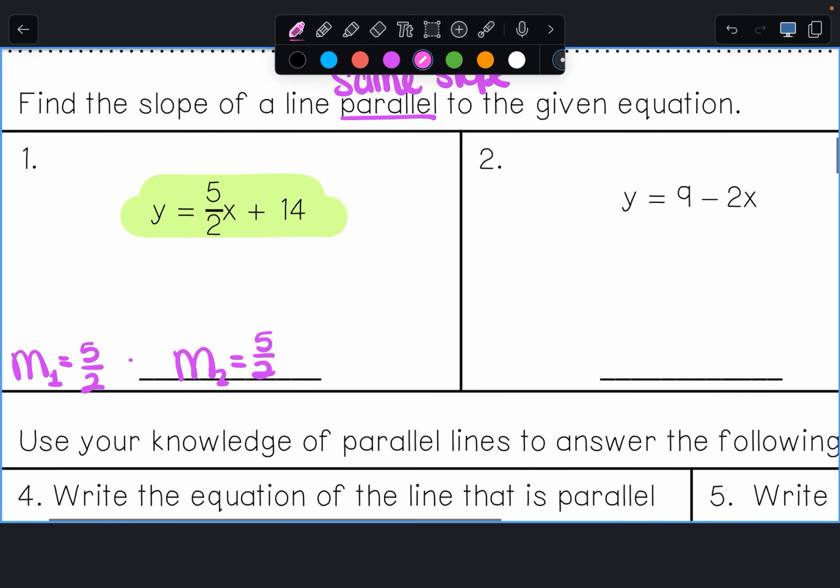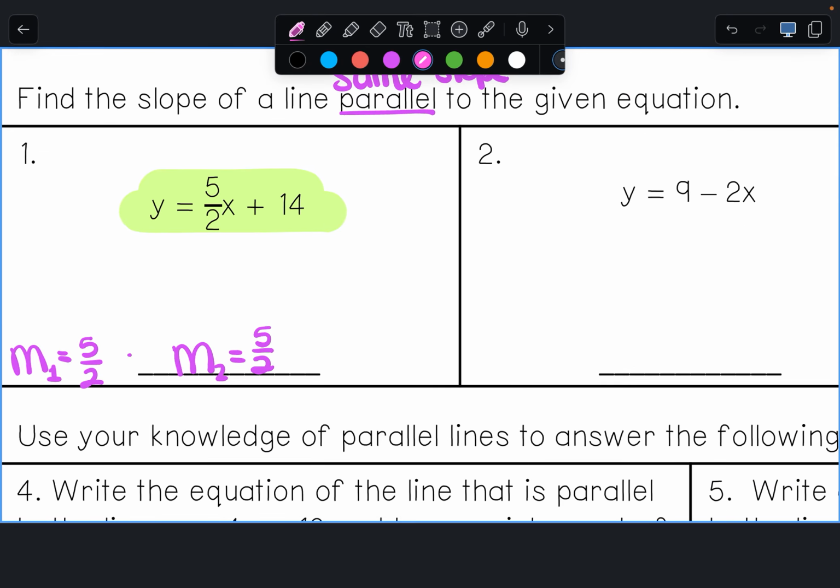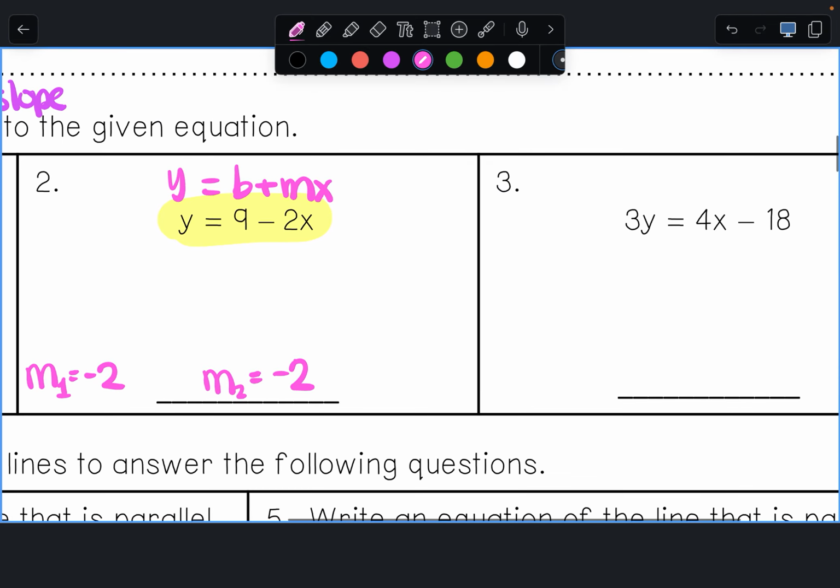Let's look at the next one. What is the slope of this equation here? -2. Okay, remember, they like to flip these equations around to try to confuse you. This one is actually written in b plus mx. You have to find where the x is, because the slope will always be the coefficient of x. So in this case, the slope of the first line is -2. That means a line that's parallel to it is going to have a slope of -2. Parallel lines have the same slope.